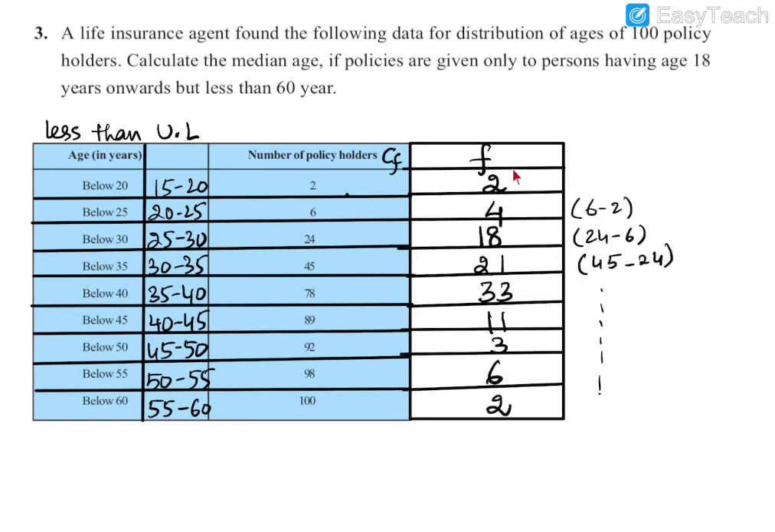You can also total these frequencies and check if you have calculated these values correctly. The total should be 100. If it is not 100, then there is some error, and you can go back and recheck. This data contains 100 policies. So this implies that the number of observations are 100. So n is equal to 100. That means n upon 2 is 50.